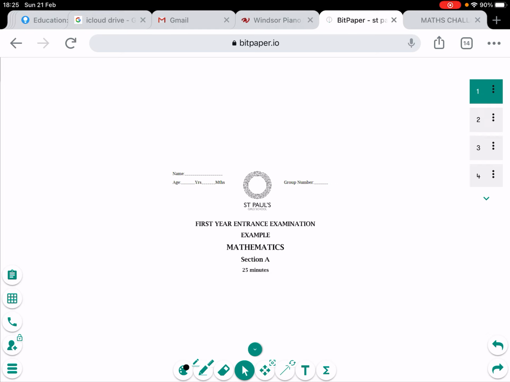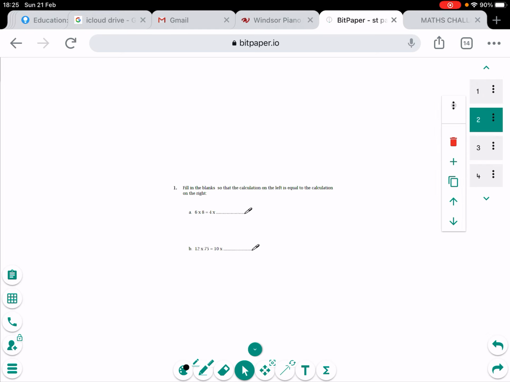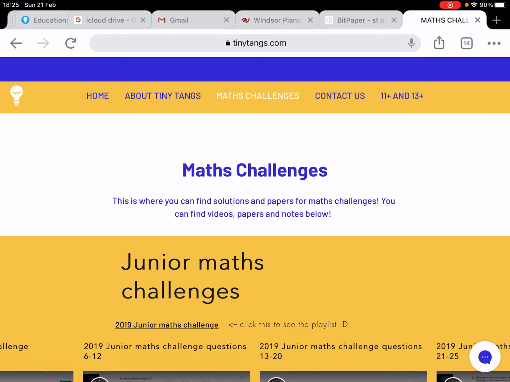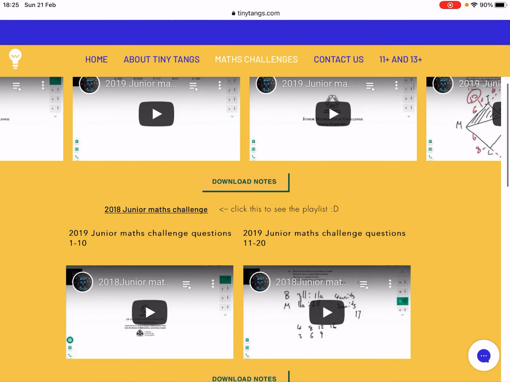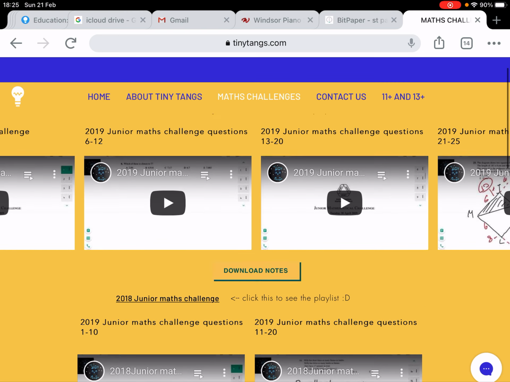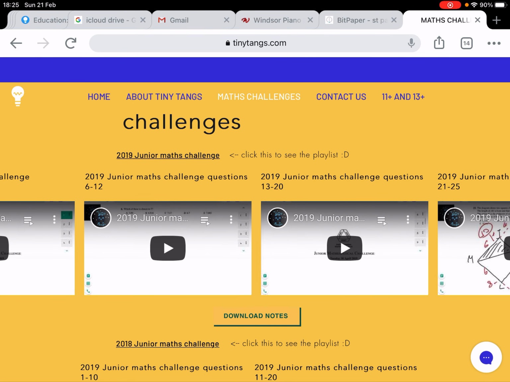Okay, so back to the questions. Question 1 says fill in the blanks. Also, for some users, for example if you're using an iPad, you can see that it's not exactly perfect, but it'll work.